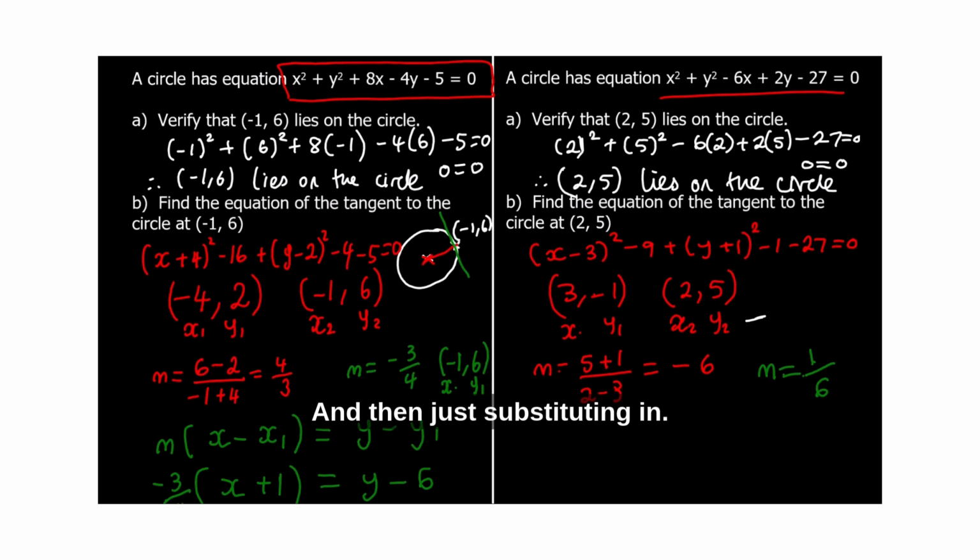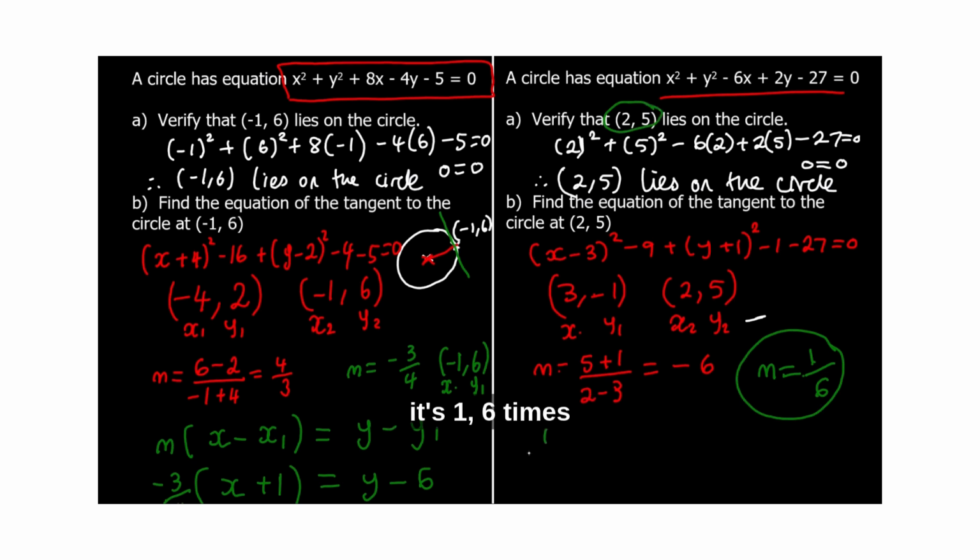And then just substituting in. So we've got the gradient is 1/6. The point is 2, 5. So it's 1/6 times x minus x1, x minus 2, equals y minus y1, y minus 5.